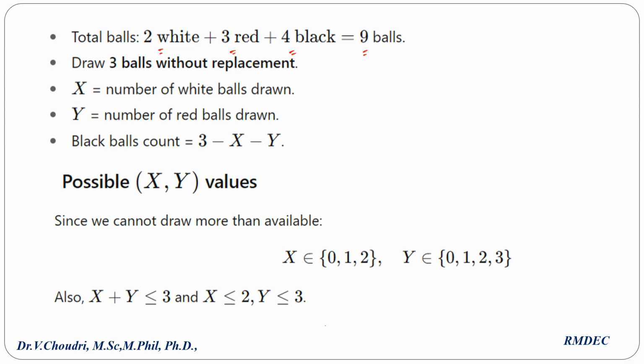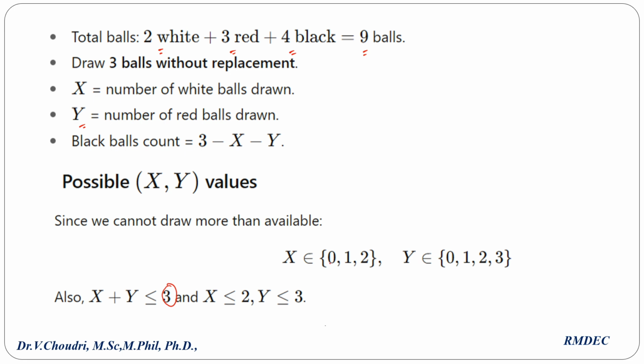So we denote X as the number of white balls and Y as the number of red balls. What about black balls? After subtracting the white and red counts, we can take the count of black balls. Okay, so the possible values of X, Y. What is the rule? However many we take of red and white, the total should be 3 only. So X is less than or equal to 2, Y is less than or equal to 3.